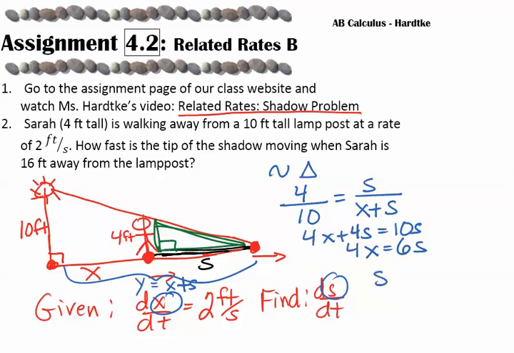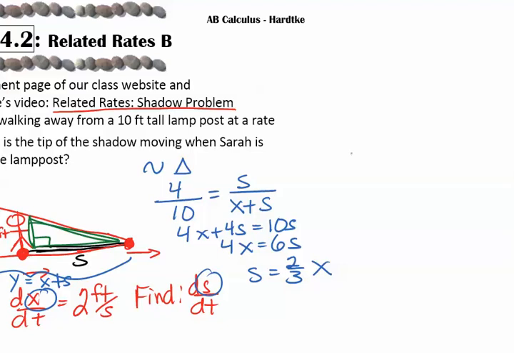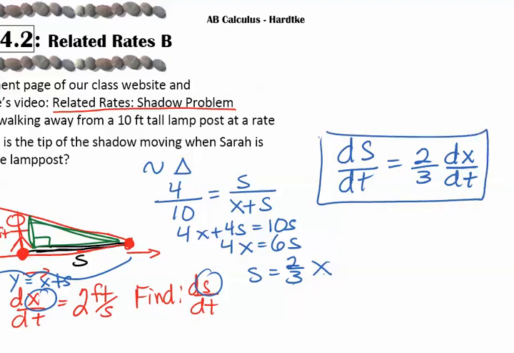So I might even solve this for s. So 4 over 6 is 2/3 of x. So there's our static model. We haven't done any derivative yet. So now I want to differentiate with respect to time. And I think I'll scroll over here. So we'll have ds/dt. And the derivative of 2/3 x is just 2/3, but then don't forget the chain rule on the x, dx/dt. So our related rates model is simpler than in the previous problems.